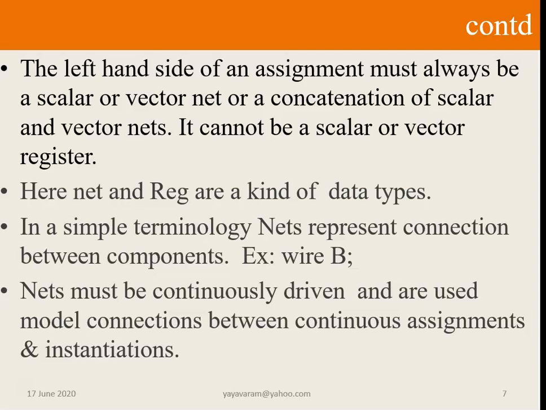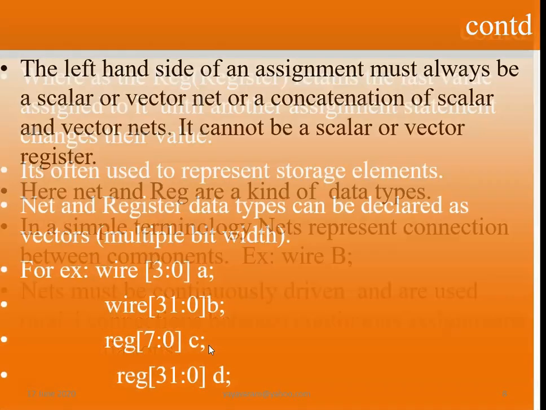Gate level examples: the output of an AND gate may become input to the NOR gate or XOR gate or some other NOT gate, etc. So these nets are represented by the keyword wire. Wire B means that this B is a wire, that means it is connecting two components. Nets must be continuously driven and are used to model connections between continuous assignments and instantiations. This is another very important thing.